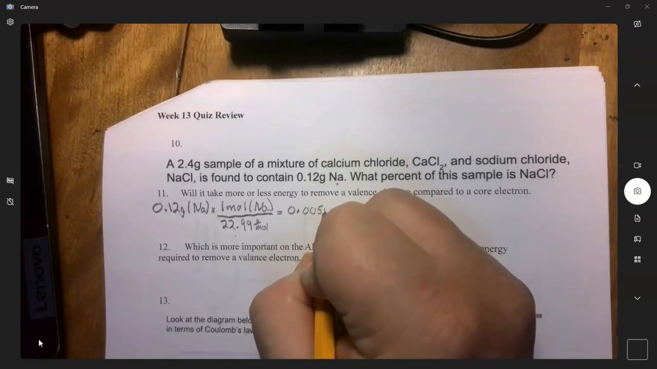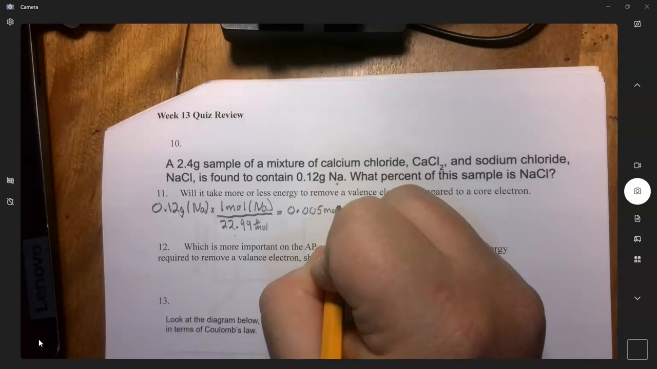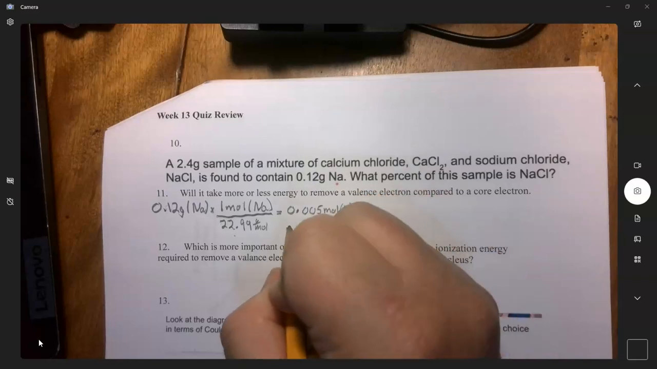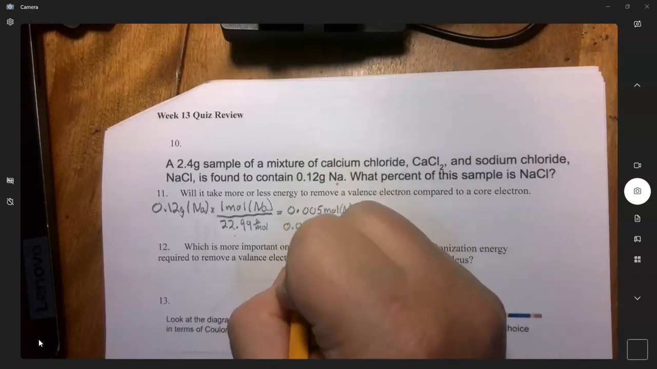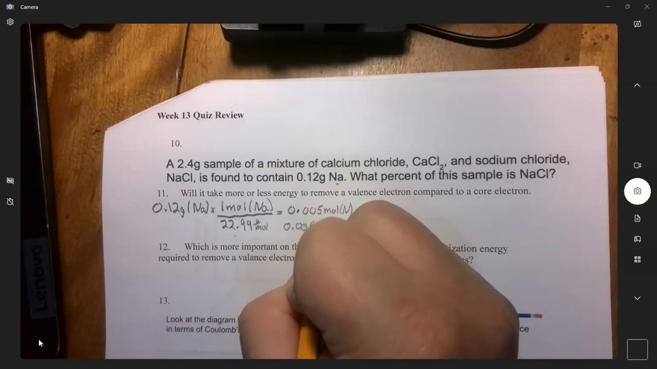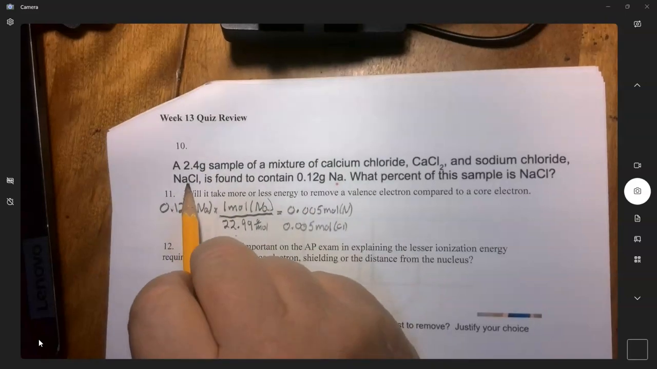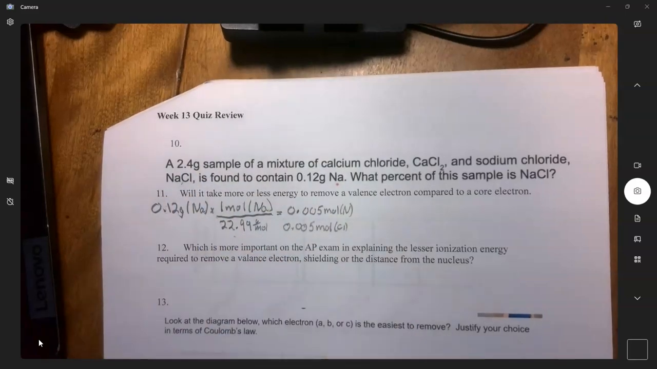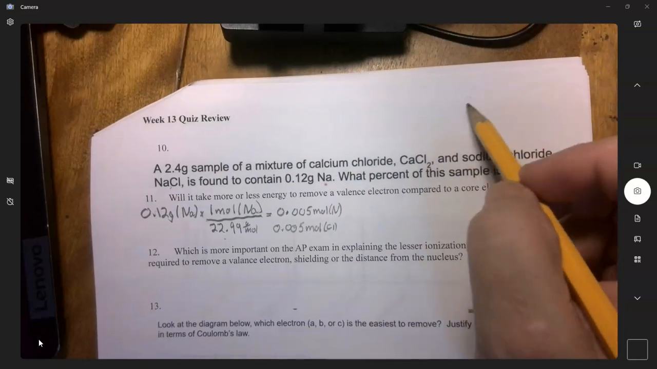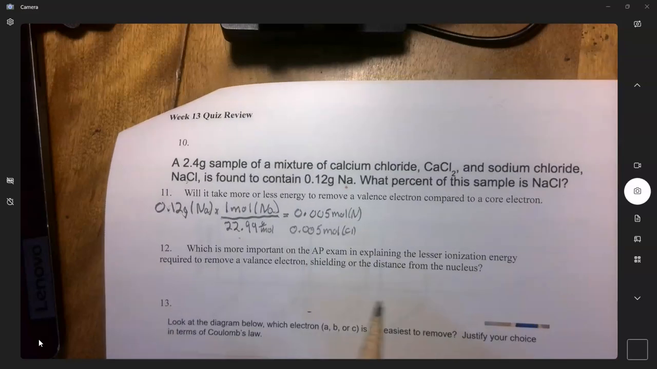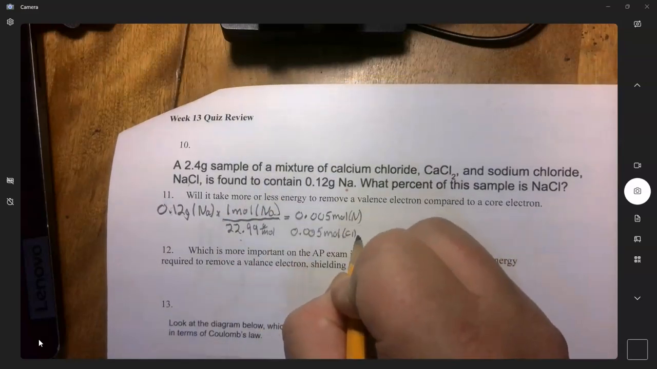All right, and what does that give us? 0.005 moles of Na, and that means we also have 0.005 moles of Cl. Again, the chemical formula says there's 1 Na for every 1 Cl. It's a 1-to-1. So now what we want to do is figure out how many grams of Cl that is, okay? And I may have to end up working up here just to let you know, because I didn't give you a lot of space to do this.